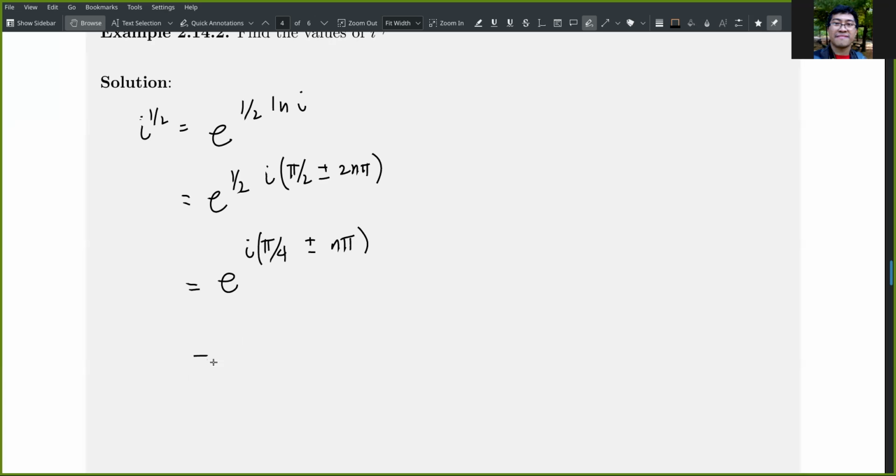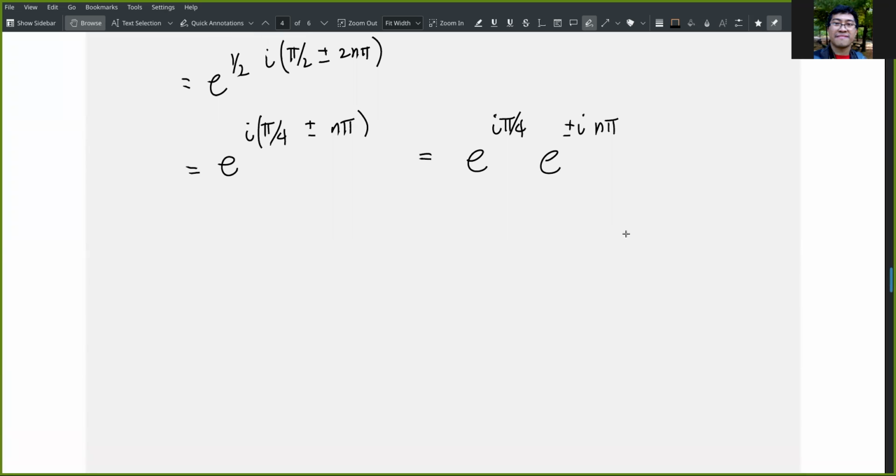Okay, or this can be simply written as e to the power of i pi over 4 times e to the power of i plus minus n pi. So e to the power of i n pi has only two values. It would be plus 1 if n is even, and it would be minus 1 if n is odd.